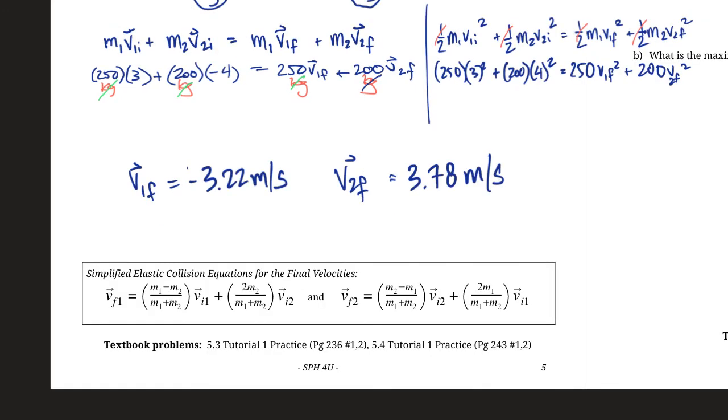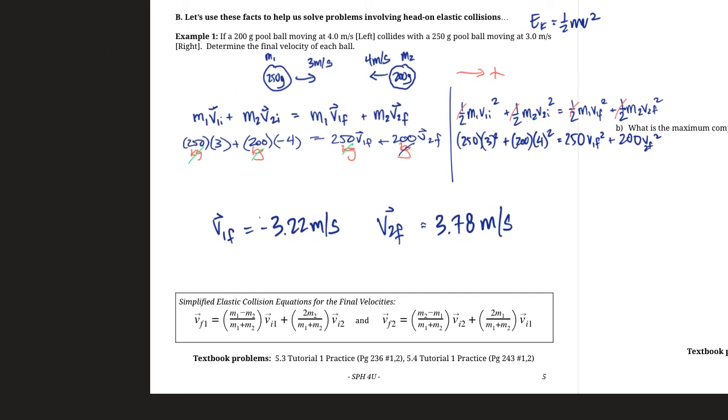So when I did that calculation, barring any mistakes that I may have made, this is what I get: the final velocity of V1, so this ball here, is 3.22 meters per second in the negative direction, which is to the left, right? So we could rewrite that as 3.22 meters per second left. Does that make sense? That it started by going off to the right and ends up going left? It does, right? Because it's bouncing off the other ball.